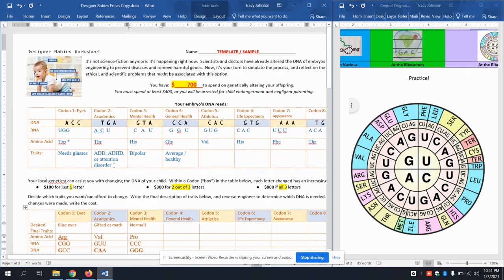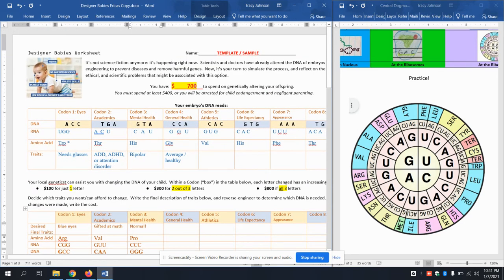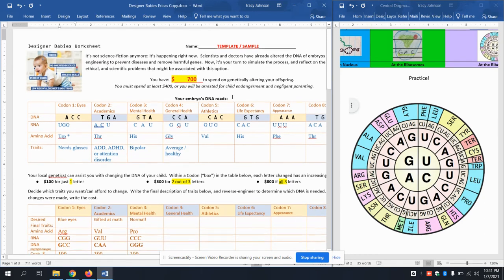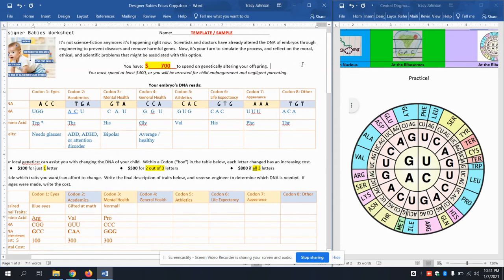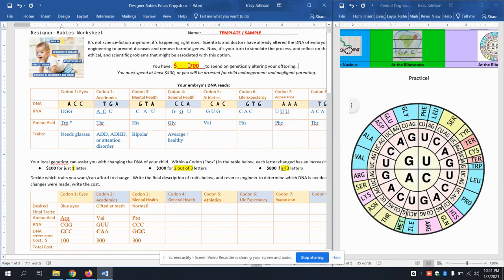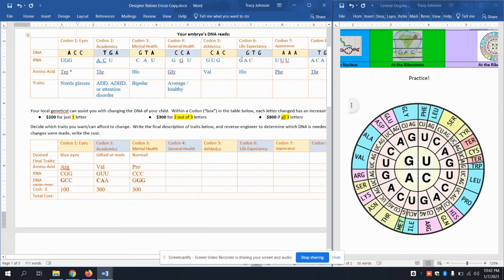Now, all of you have been given a different amount of money to spend, and there's always going to be a minimum, and it says if you do not spend that minimum, you will be arrested for child endangerment because you did not spend your money fixing your child's problems and you cursed them with a life of despair and disability. So you're a bad parent if you don't spend that money genetically engineering your child. Now remember, this is all hypothetical. There's no police officer currently who will, by law, arrest you for not genetically engineering your child.